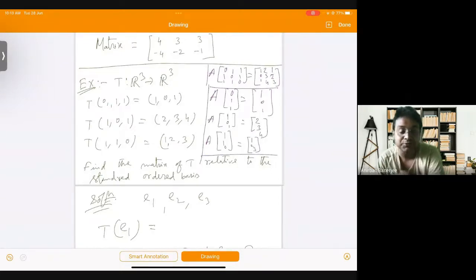So here there is no problem, because there is no influence of other bases. So we don't need to take care of that part. Everything is happening with the standard basis. That's why we are able to do this.